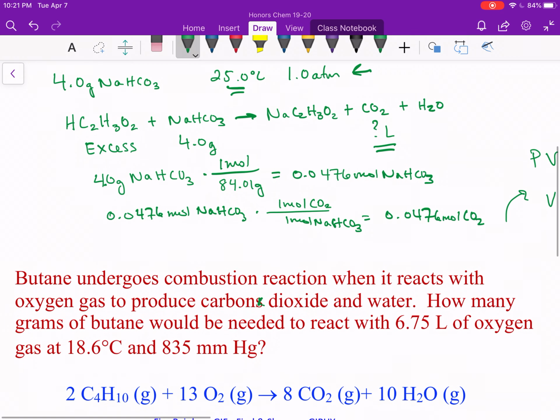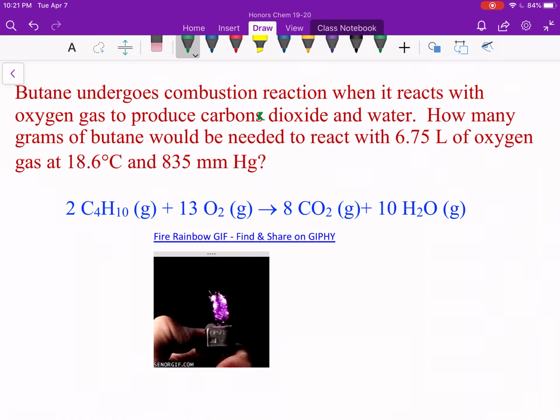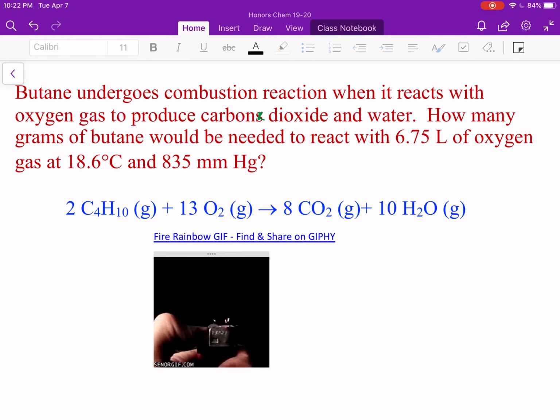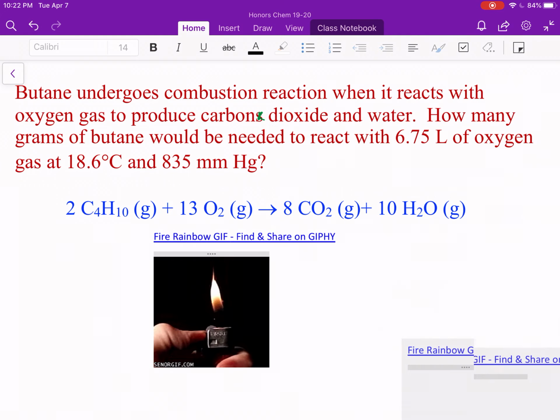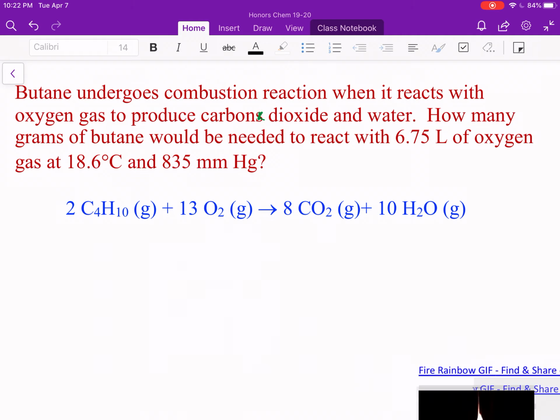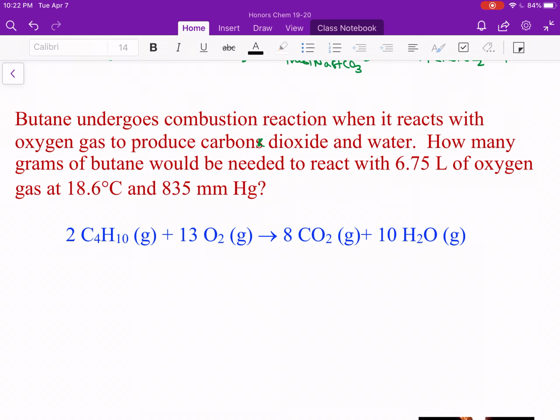Well, to save us some time, we have a balanced equation, and then we have this little thing because fire is good, right? Don't get excited, Dylan. You're still not allowed to play with matches, but fire is good. And this is basically a butane lighter, so we know that butane's going to be in there. And so let's get rid of our little Giphy here so we don't sit there and stare at it forever. Sorry, Dylan.